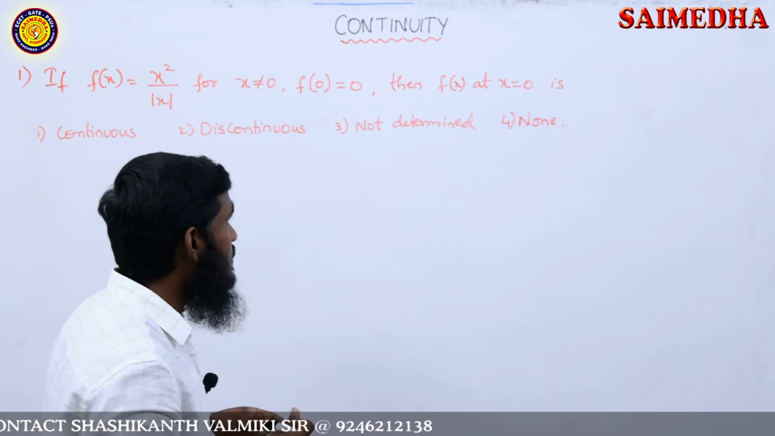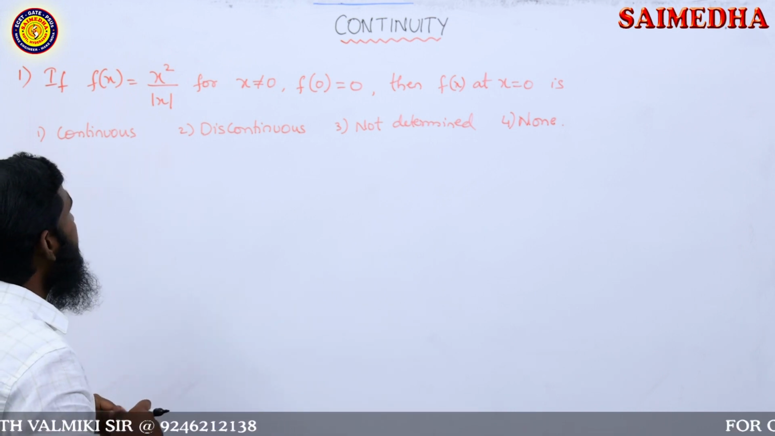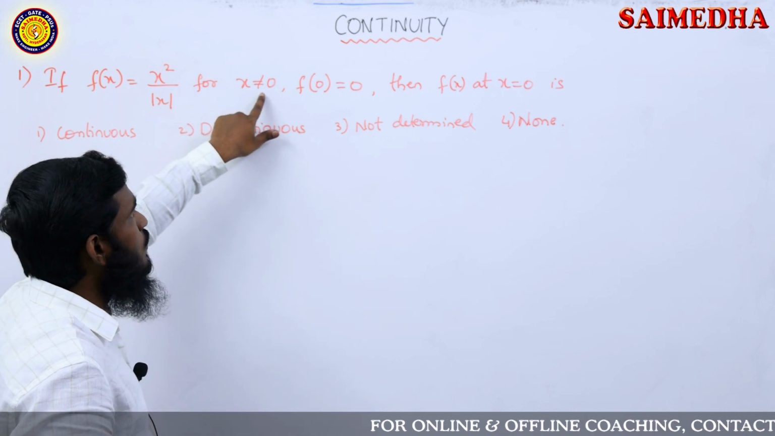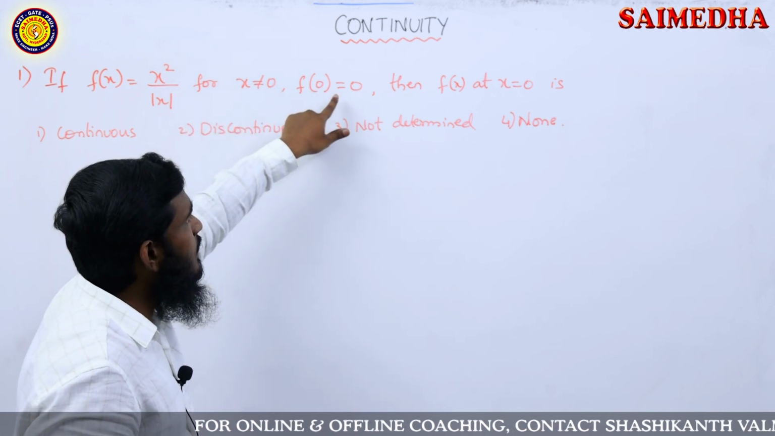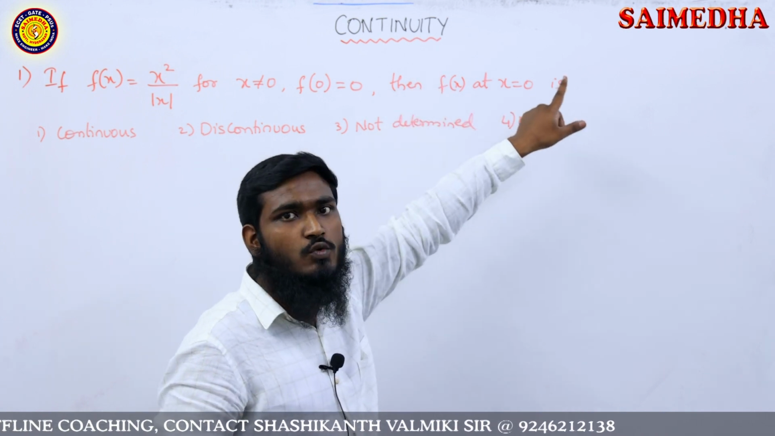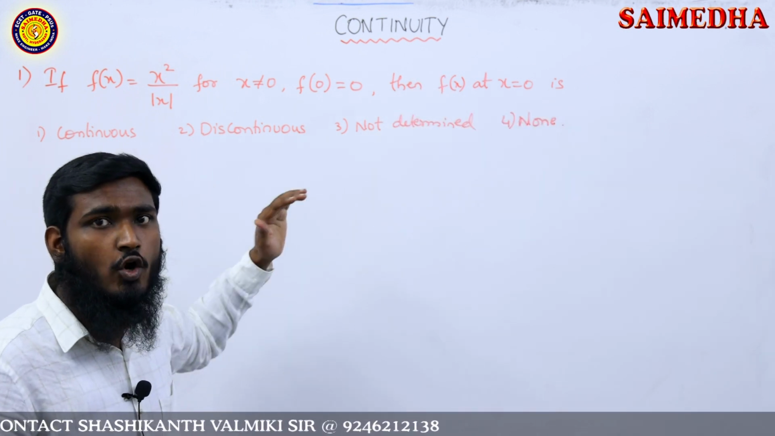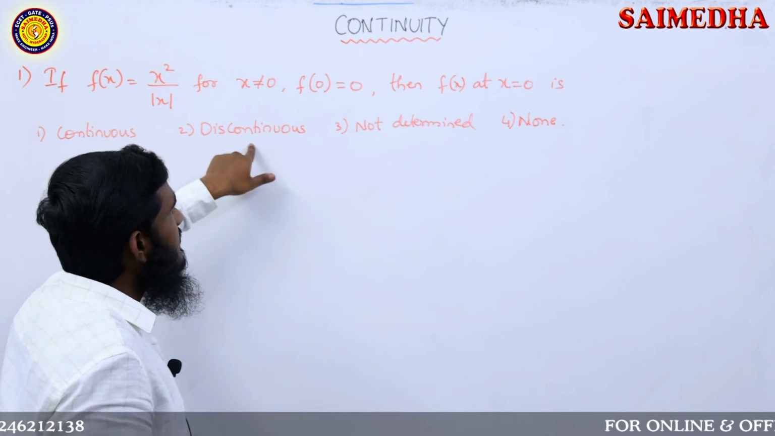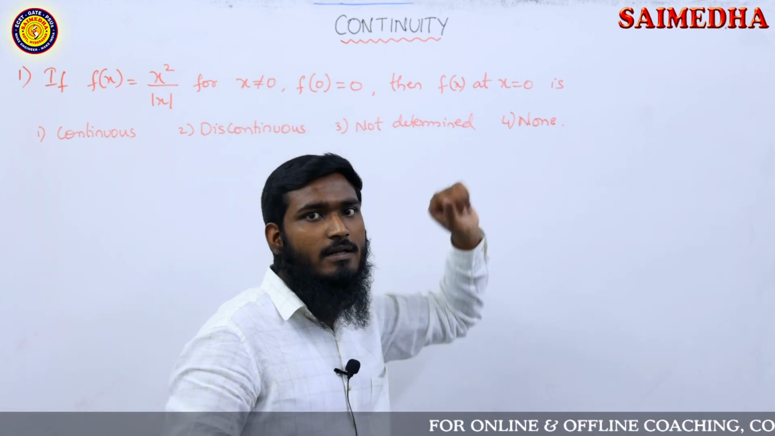Now let us start the first question over here. If f of x equals x square divided by mod x for x not equal to 0, and f of 0 equals 0 is given, then f of x at x equals 0 is. This is the question. What are the options given over here? The options are continuous, discontinuous, not determined, and none.